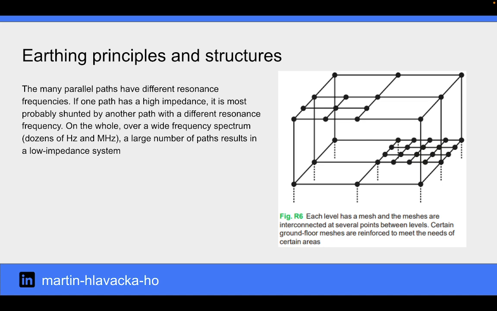The many parallel paths have different resonance frequencies. If one path has a high impedance, it is most probably shunted by another path with a different resonance frequency. On the whole, over a wide frequency spectrum, a large number of paths results in a low impedance system.